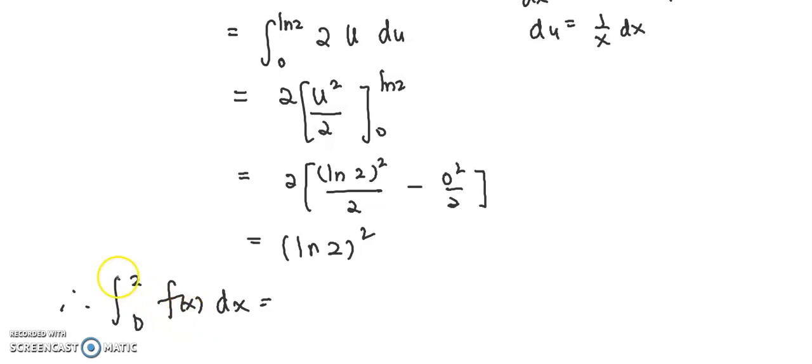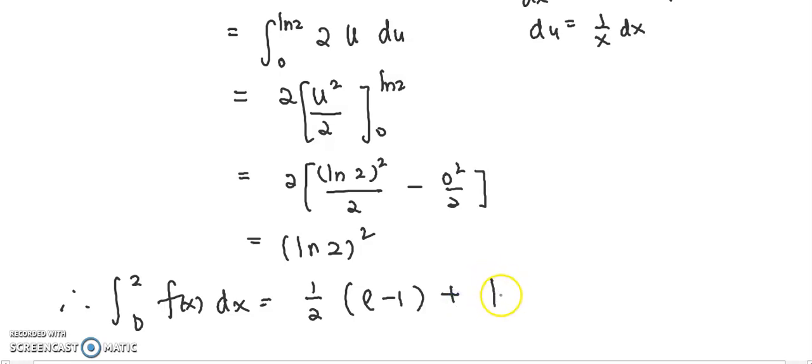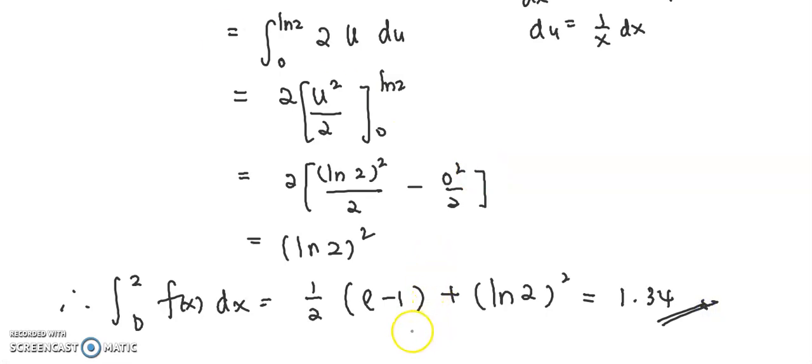So the integral of f(x) from 0 to 2 is equivalent to 1 over 2 (e minus 1), which is the answer from the first integral, plus the second integral answer, that is (ln 2) squared. Since the question did not mention exact value, you can give your answer in decimal. The exam requirement is at least 3 significant figures, that is 1.34. If the question mentioned exact value, then you give it in terms of e and ln.